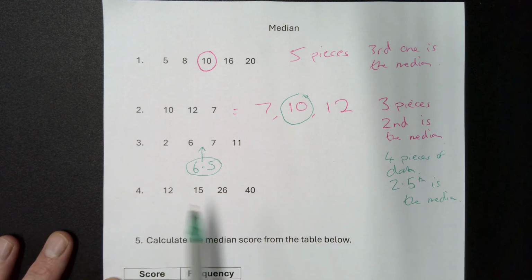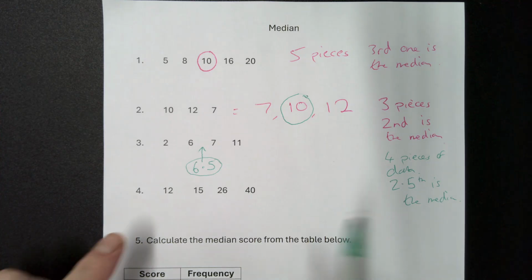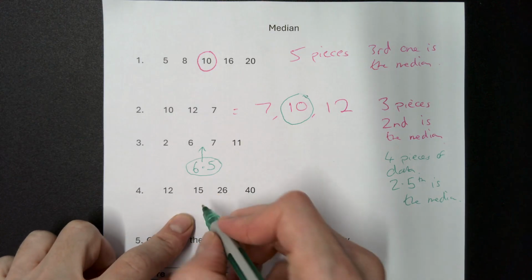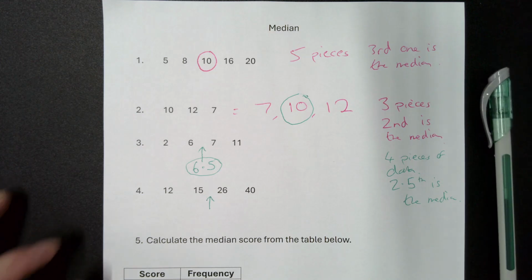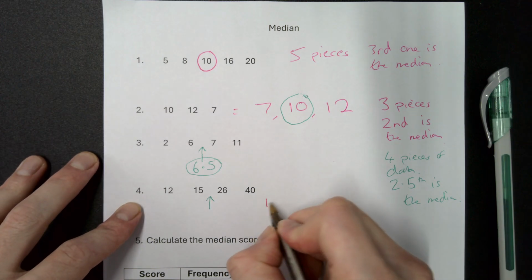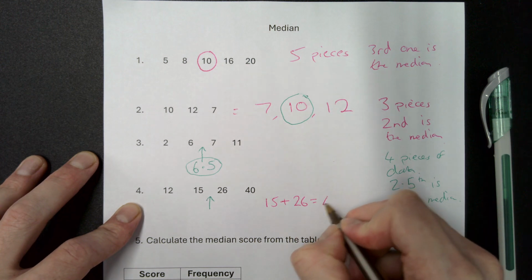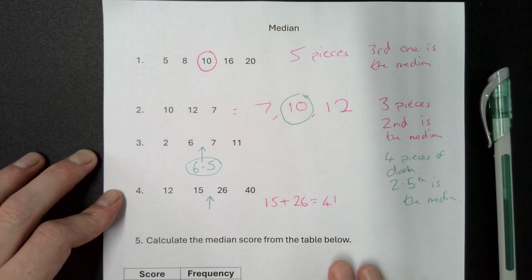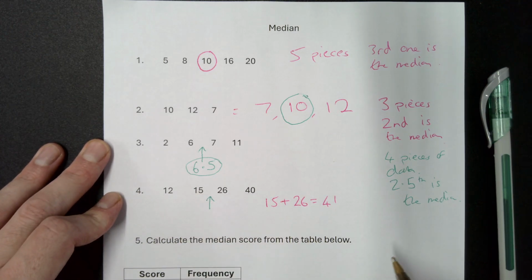Now, we just check here: 12, 15, 26, 40. You've got 4 numbers, so we know it's the 2.5 piece of data in. So count in 1, 2.5. But it's not as easy to spot this time. What's in the middle of 15 and 26? So you do 15 plus 26 equals 41, and then you half that answer. So you add them both up, divide by 2, and that gives you the median.